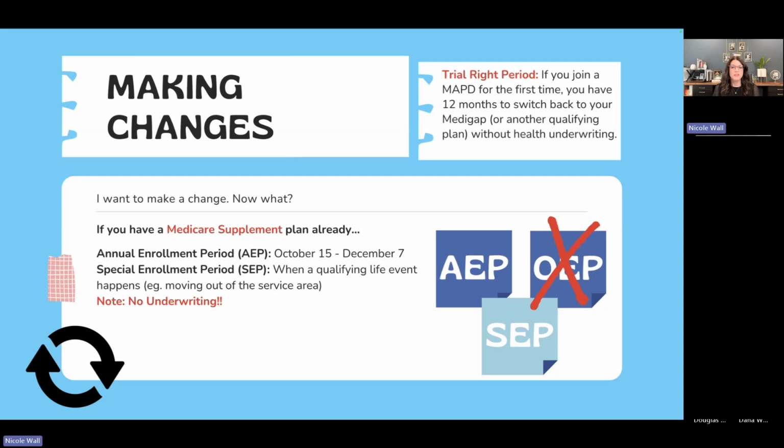Okay. If you feel like, you know what, this isn't for me, I want to go back to my Medicare supplement plan, then you can do so without that underwriting piece. Okay. So they just give you that 12 months to feel it out, figure it out. So you're not exactly just stuck in one decision right off the bat. Okay.